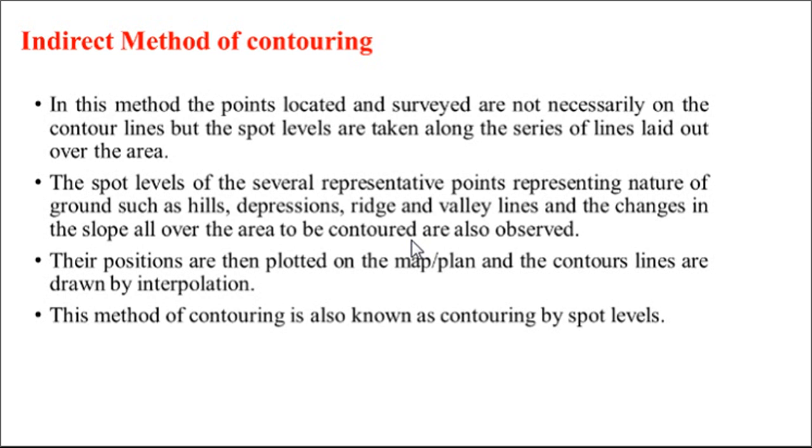In short, in this indirect method of contouring, first of all, we have to go to the area to be surveyed, and in that area we have to set the dumpy level at a proper point. We have to take the first reading on the benchmark, and then we have to take the reading at different points depending upon the importance of that particular survey. After the field work is over, we have to find out the reduced level of all the points which we have surveyed by spot levels.